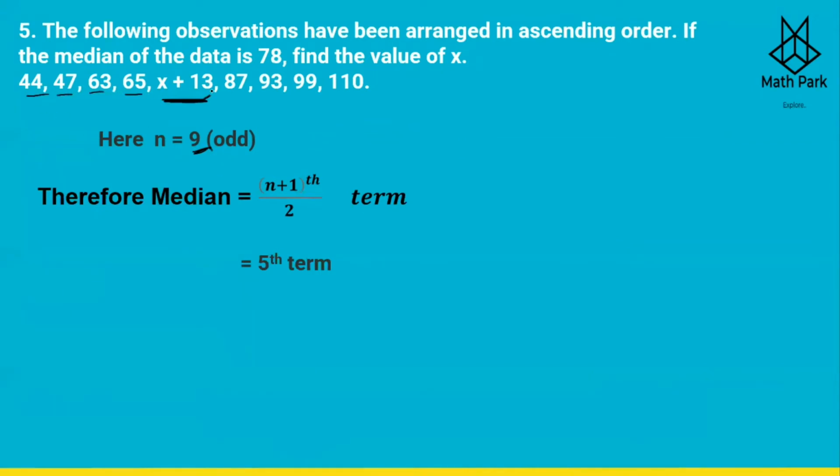So x plus 13 is going to be the median. But the median is given as 78. So we get x plus 13 is equal to 78. We get an equation, right? Solving this equation, this 13 moves here. You subtract 78 minus 13. 65 is the value of x.